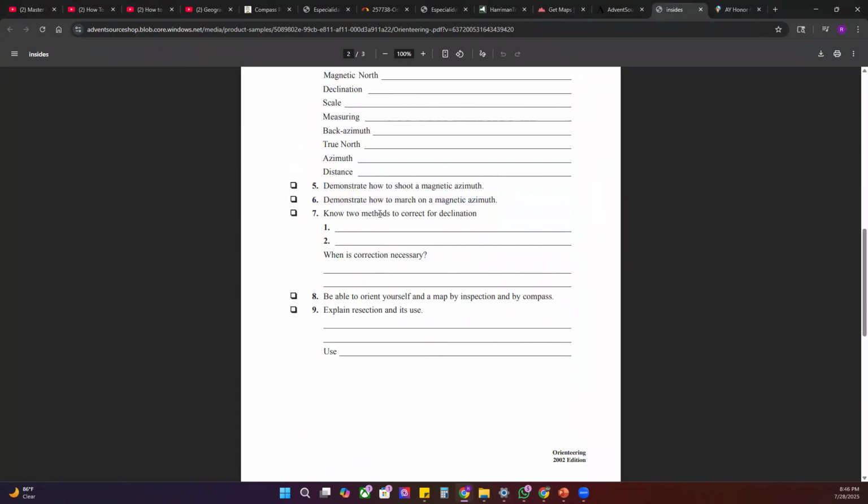Number 7, we will be learning two methods to correct for declination. That means when we read our compass, we know how to reorient ourselves to not follow the magnetic north, but the true north. We're going to learn these two on the spot, right? We're going to learn when it's needed, because it's not always needed. There are some cases when you don't need to do that calculation to find your true north.